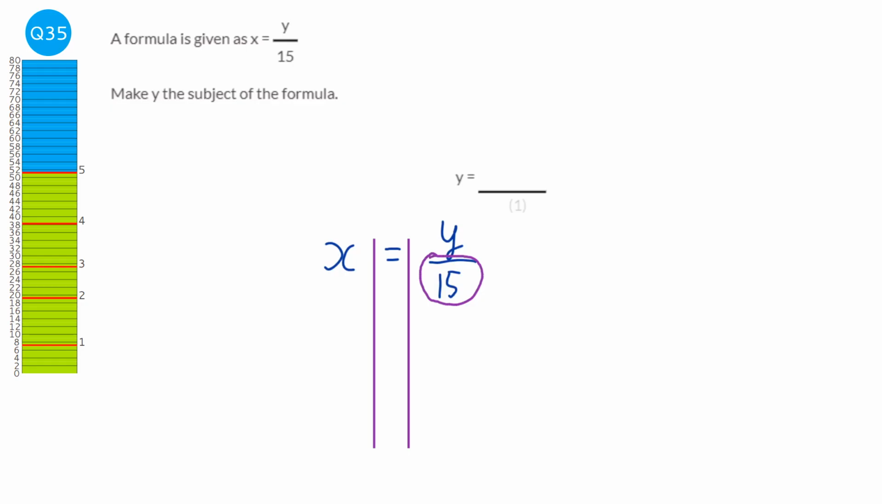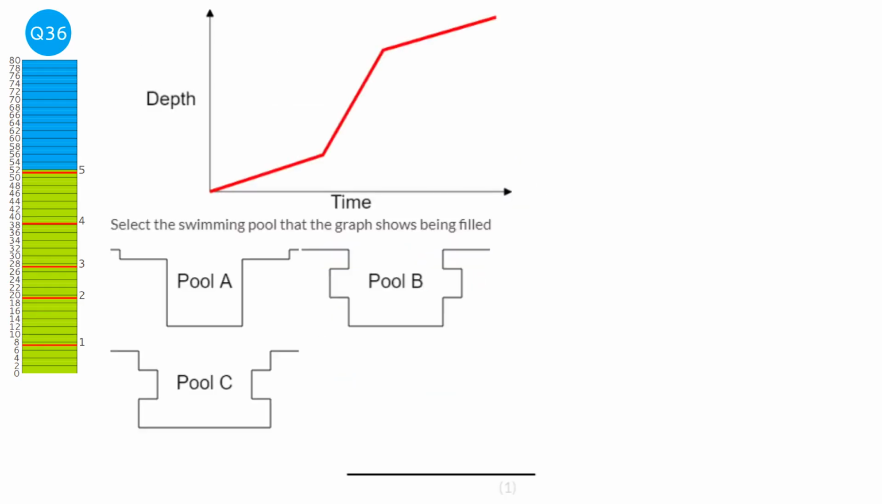So how do we get rid of that divide by 15? Well, we do the inverse or the opposite, which is times 15. So we go times both sides by 15. X times 15 is 15x, and it will get rid of this fraction here and just leave y. So y is 15x.